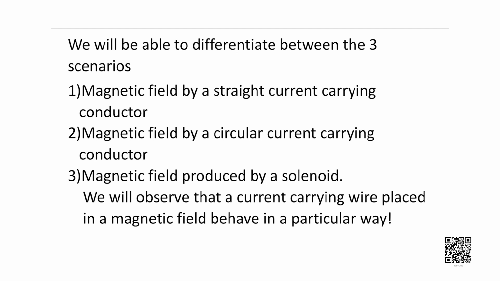Namaste, dear learners. We are aware that a current carrying conductor has a magnetic field associated with it. We've already performed experiments to understand the same. At the end of today's session, we'll be able to differentiate between three scenarios: magnetic field by a straight current carrying conductor, magnetic field by a circular current carrying conductor, and magnetic field produced by a solenoid.